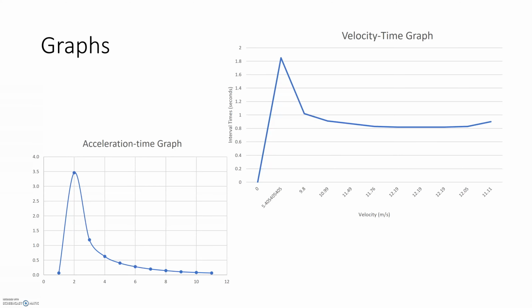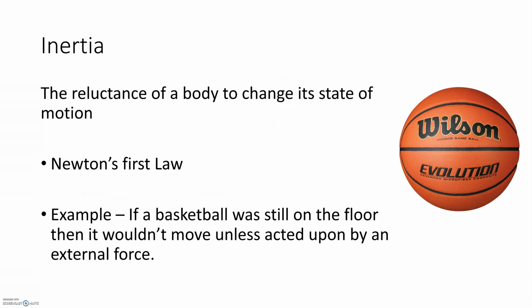On the left shows an acceleration time graph, which for a basketball game, when the ball goes from one end of the court to the other, the player will have to accelerate fast at the start, and then near the end they slow down. And on the right shows a velocity time graph, which shows a similar thing.